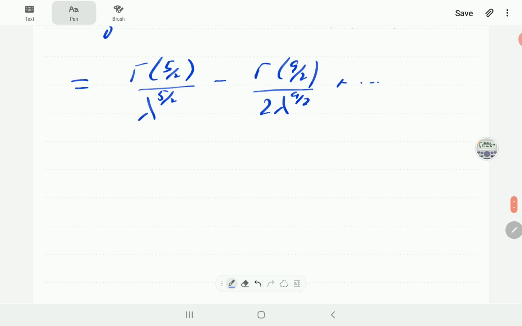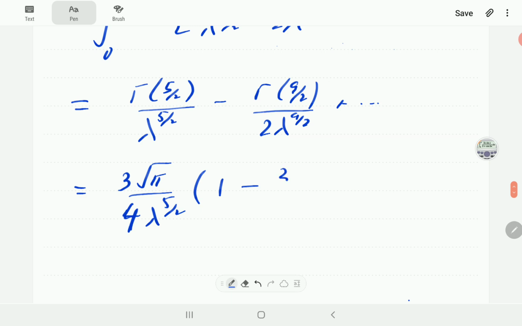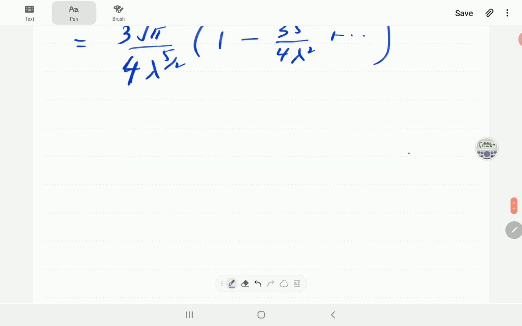And then we can actually, using the properties of lambda, write this as follows. There's going to be 4 here. This is 4 lambda to the power 5/2. Then here we're going to have 1 minus 35 over 4 lambda squared. So that's how we can express the first two terms of the asymptotic approximation of that integral.